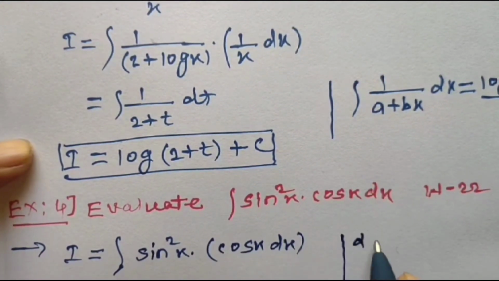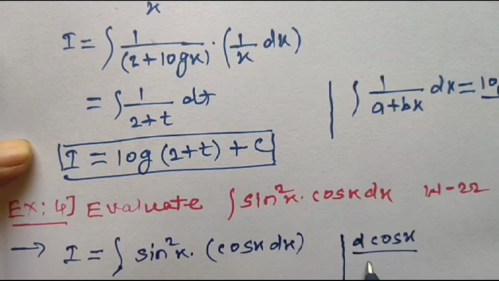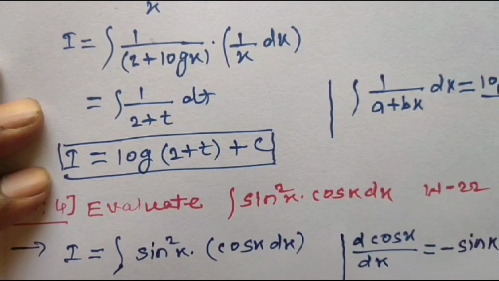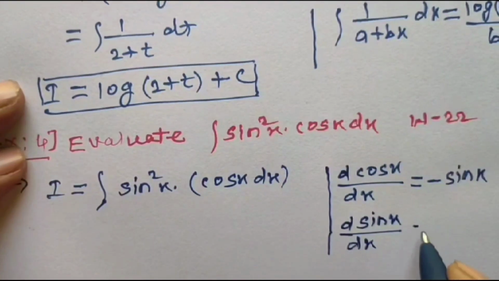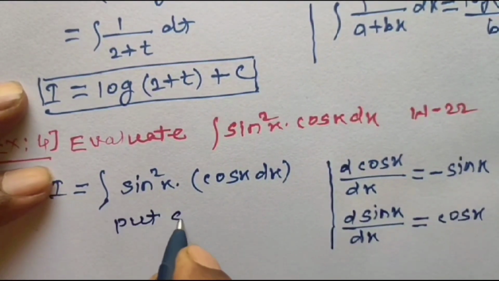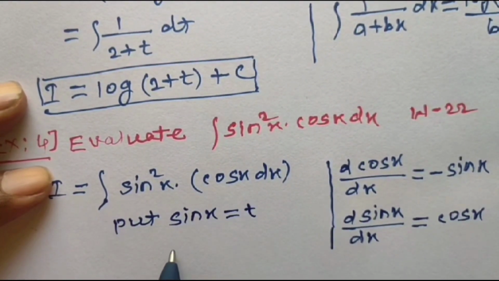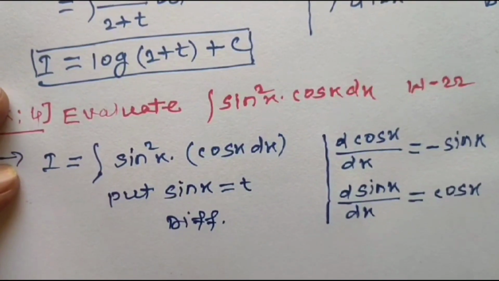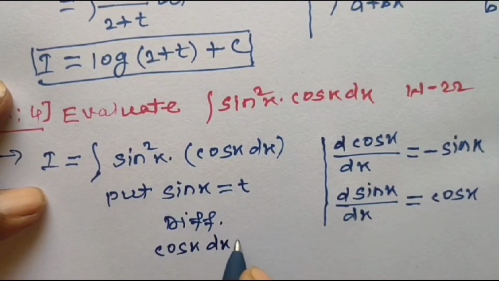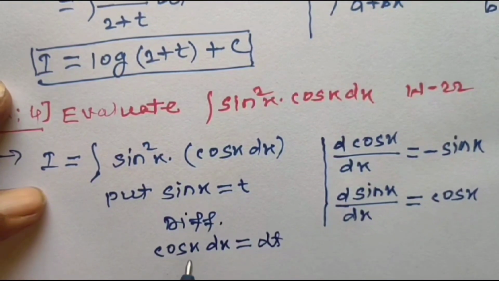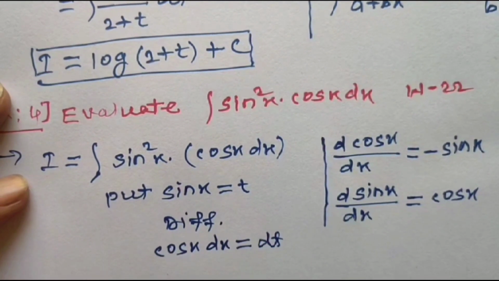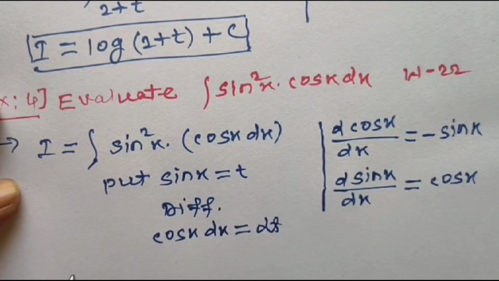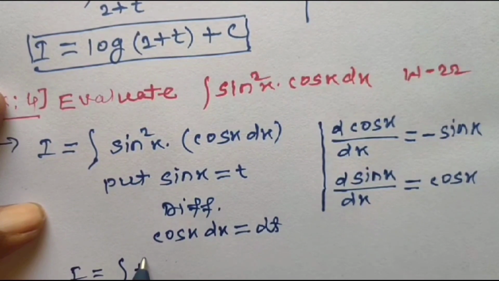Now we can find the derivative of cos x with respect to x is equal to minus sine x. But here we want the derivative of sine x with respect to x is equal to cos x. So substitute sin x is equal to t, and differentiating this we get cos x dx is equal to dt. Now put cos x dx is equal to dt in this integral, and sin x replaced by t. Hence integral I is equal to, we can write, t square dt.